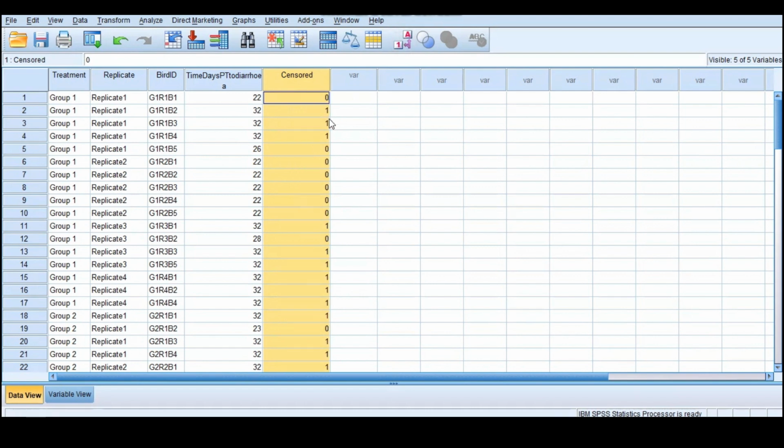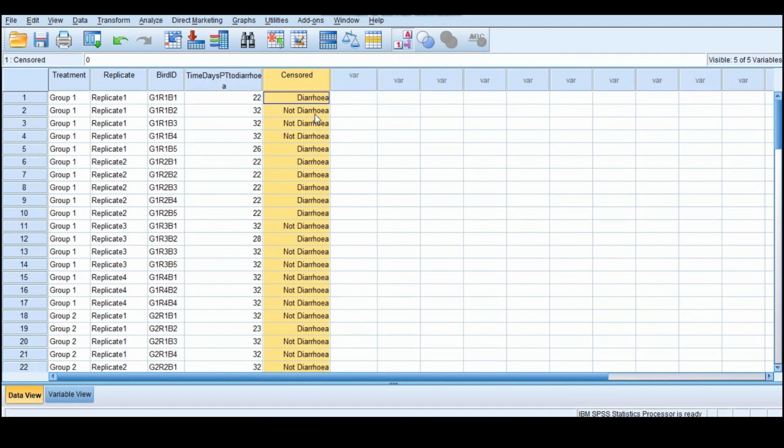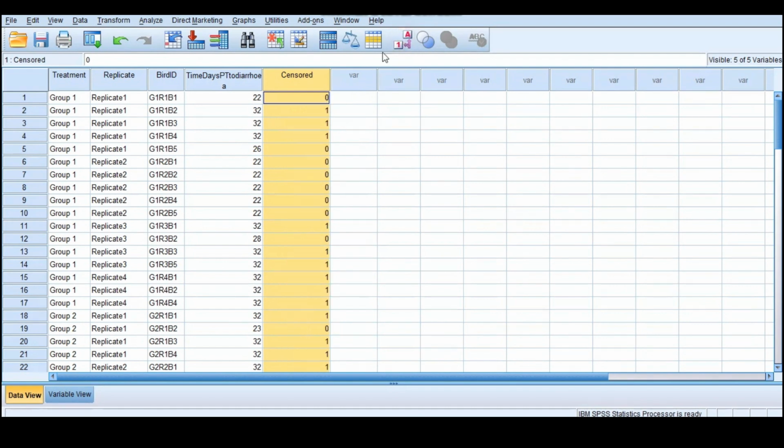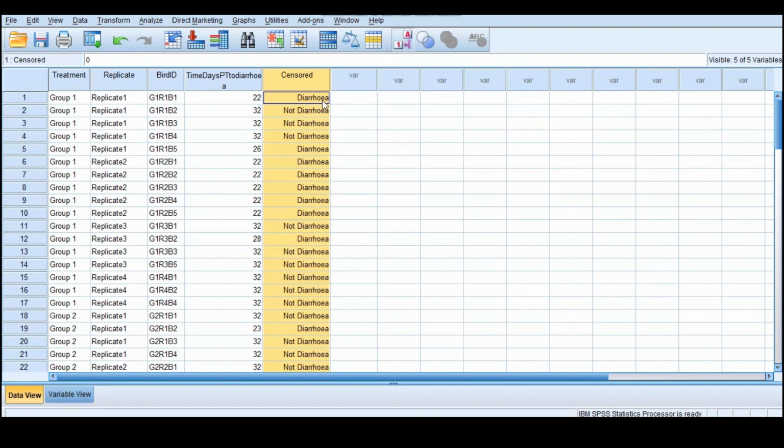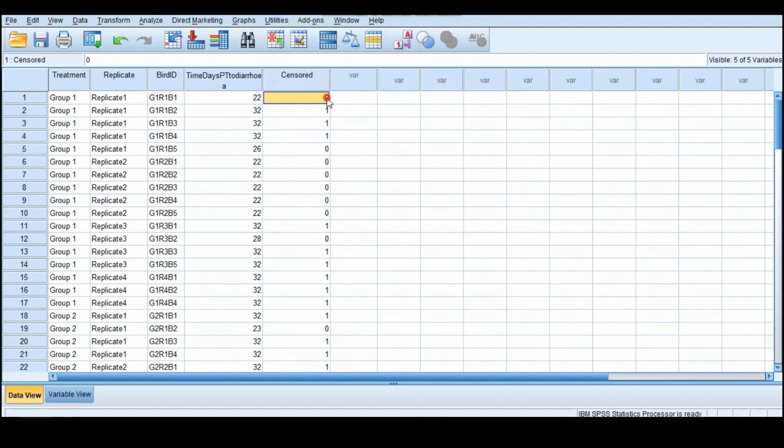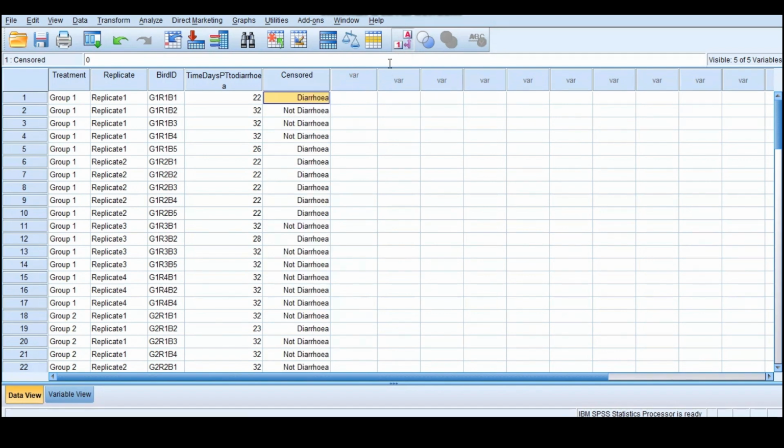If I change to the values, you'll see one means no diarrhea. So censorship is at 1, and the event is at 0. This is the event, diarrhea, and no event, or not diarrhea, was 1. So you need to remember those values.